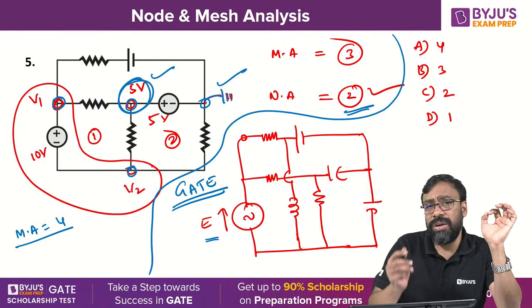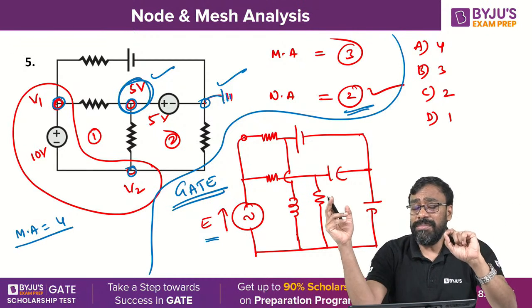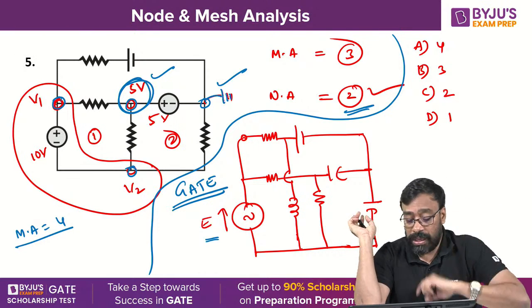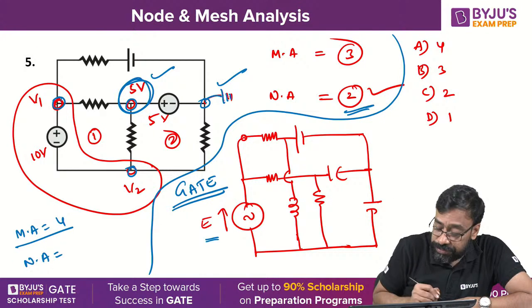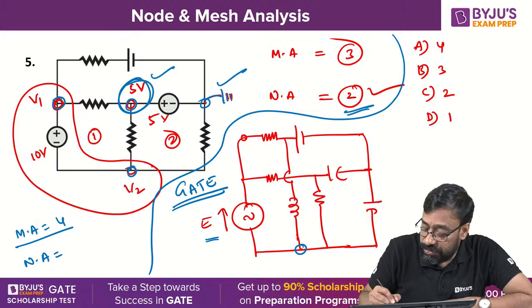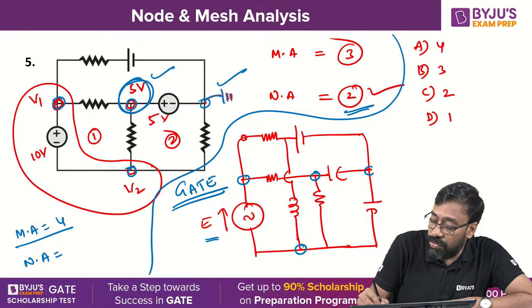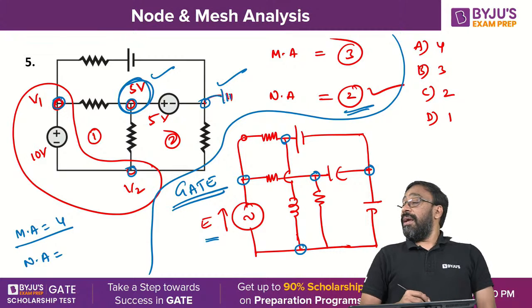Always try for mesh analysis and node analysis. Then whichever is giving the minimum, that is going to be the minimum number of equations required to analyze the given network. You understand, all of you? Okay, well. Now, node analysis, let us try to understand. How many nodes are there? 1, 2, 3, 4, 5. How many nodes are there totally? 5 nodes are there.